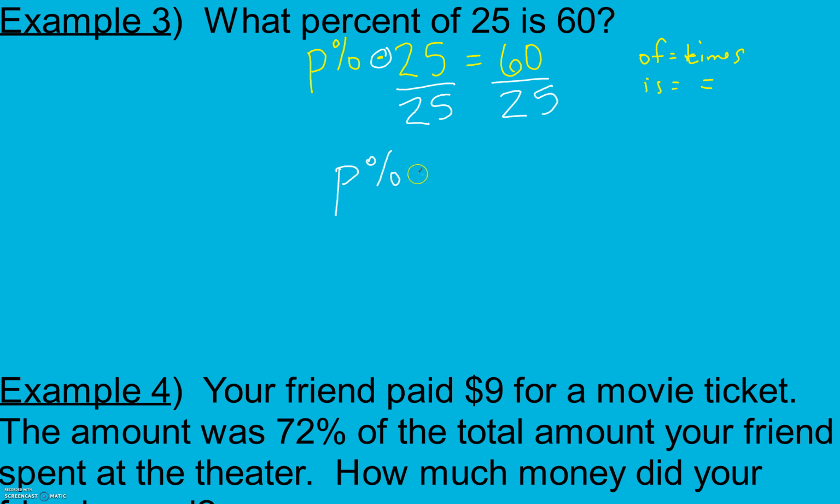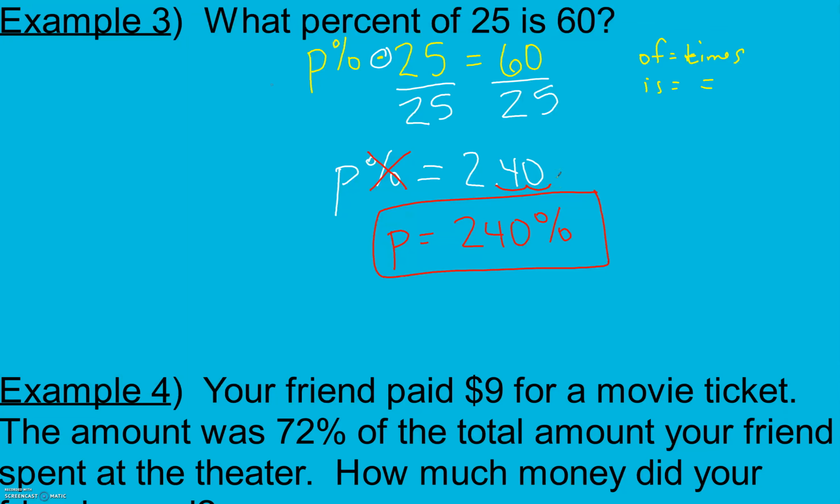P percent then is going to equal 2.4. Now, to get rid of our percent, we're going to have to move it 2 places. And then we label it as percent. So to get P completely by itself, we have to get rid of that percent sign. We do that by moving 2 places.